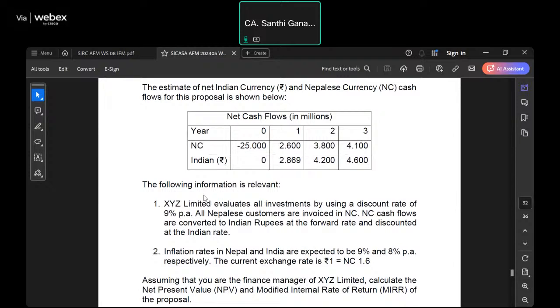So have you tried? Can we check up? Shall we check up? Now, what do we know? We have been given cash flows. What should we do? We have to convert the foreign currency cash flows into domestic currency. For that, what is given? Expected inflation rate in Nepal and India is given.